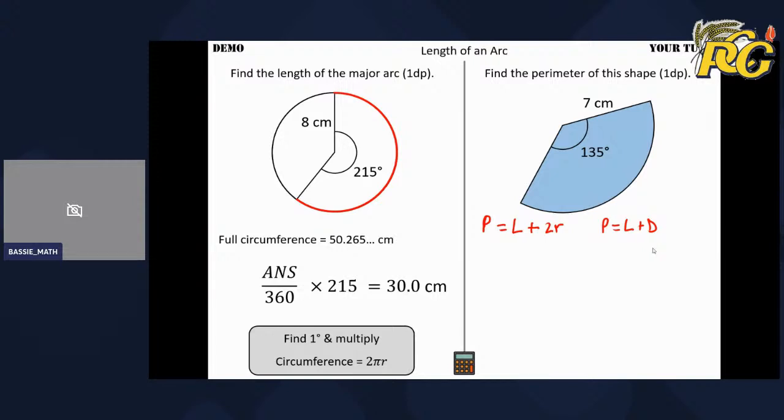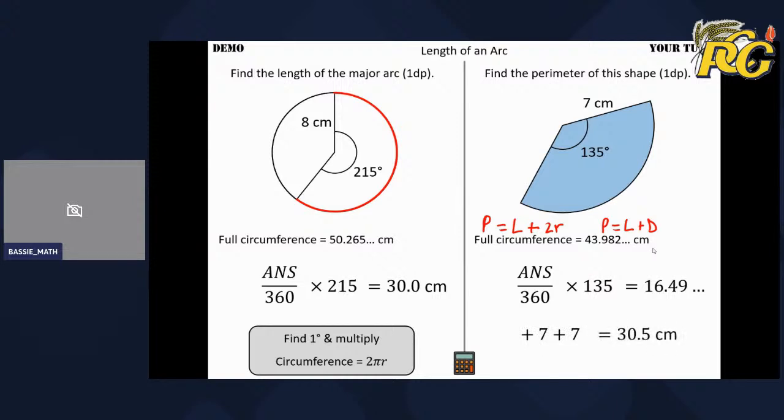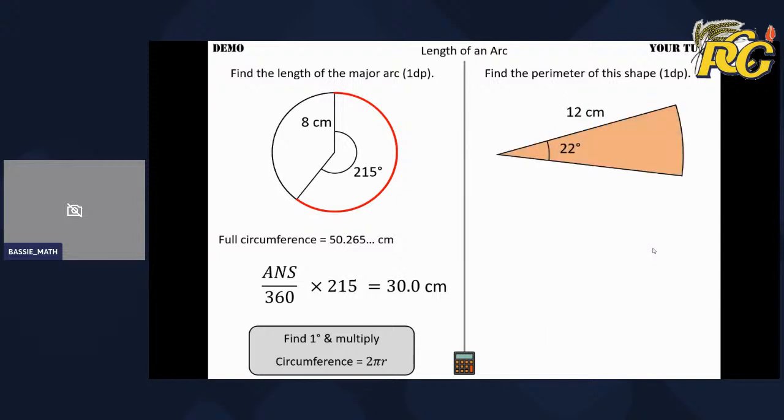All right. So let's see. Somebody must have the answer for this already. So the full circumference is 43.982 centimeters, and you put that over 360 and multiply by the angle, you get 16.49, but that's just the length of arc. So we're going to add the two radii with 7 plus 7, and we should get 30.5 centimeters to one decimal place. There's another shape. You guys can pause the video and work it out.